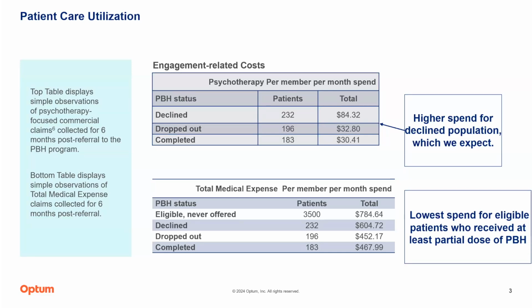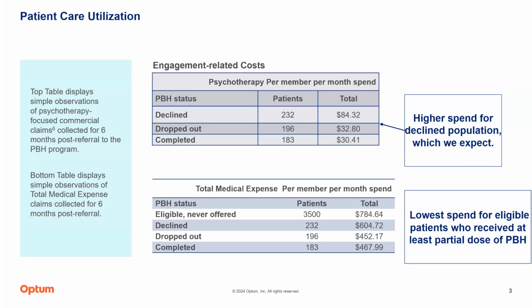So the top table is related to engagement in psychotherapy. So really looking at the key CPT codes for psychotherapy. And what we're looking at here is the difference between patients who declined the program. They were appropriate for it, Keke's flag fired, we offered it to them and they declined, meaning that we referred them on to treatment as usual, which is psychotherapy, versus those patients who engaged in the program and either completed the full course of treatment or dropped out after some dose of treatment.